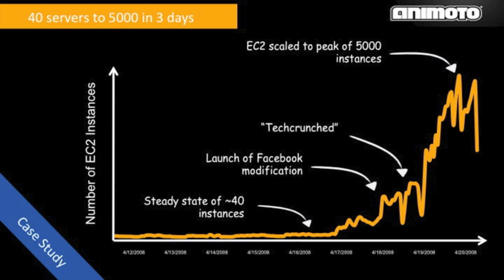And they scaled from 40 servers to 5,000 in 3 days by leveraging the properties of AWS and auto-scaling and elastic capacity, and they sat back and they watched that happen without having to lift a finger. And when that demand subsided, they scaled back automatically and stopped paying for the resources required to handle that demand.